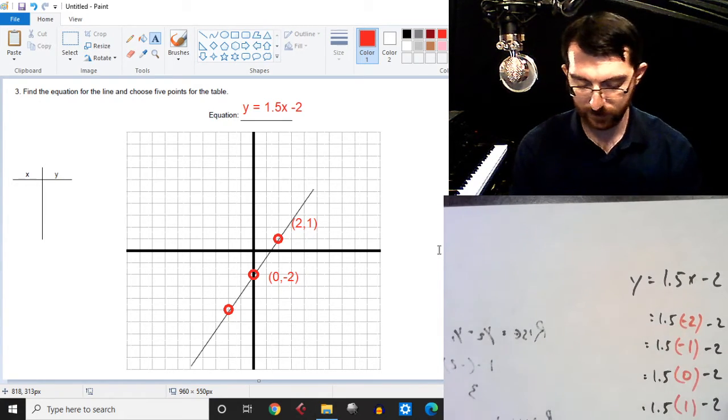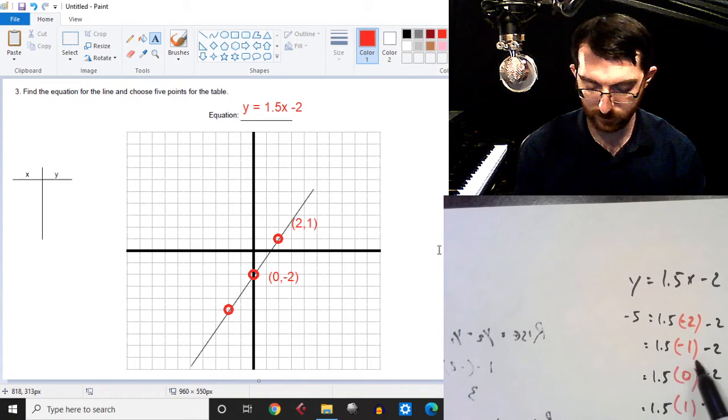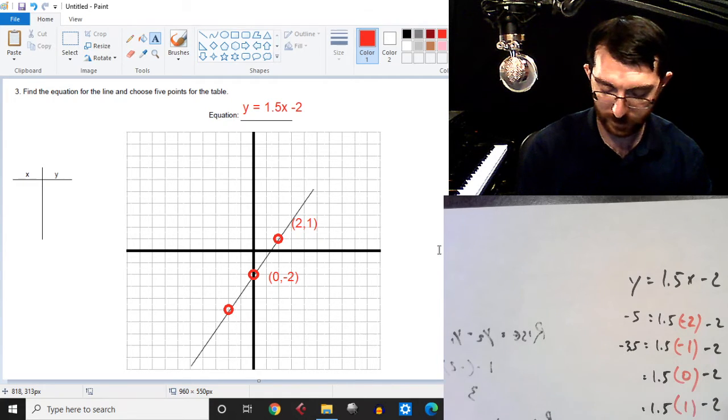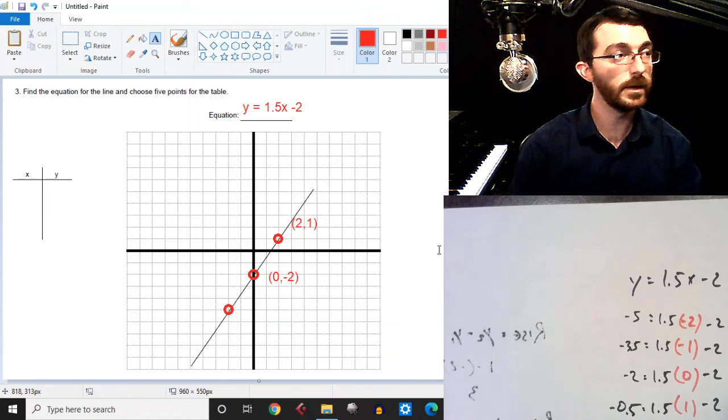1.5 times -2 is -3. -3 minus 2 is -5. 1.5 times -1 is -1.5 minus 2. That would be -3.5. 1.5 times 0 minus 2 is going to be -2. 1.5 times 1 is 1.5 minus 2 is -0.5. 1.5 times 2 is 3. 3 minus 2 is 1.